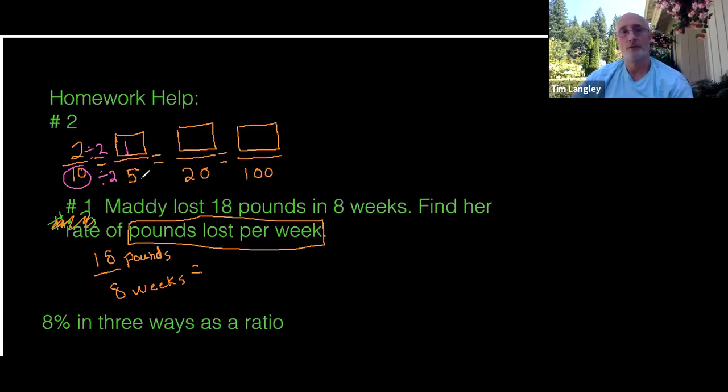Now the next one, 1 over 5 equals what over 20? Well, how did my 5 get to 20? I must have multiplied it by 4. So since I do that to the bottom, I'm going to do it to the top here. And so 1 times 4 is 4. So there's my answer there, okay?